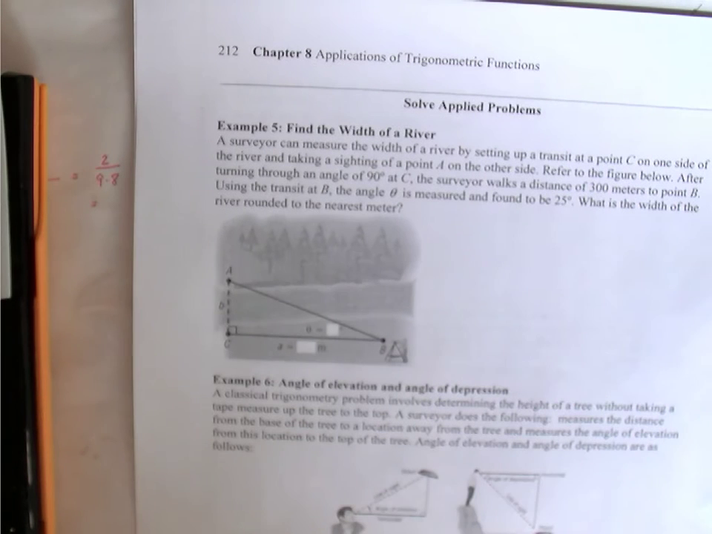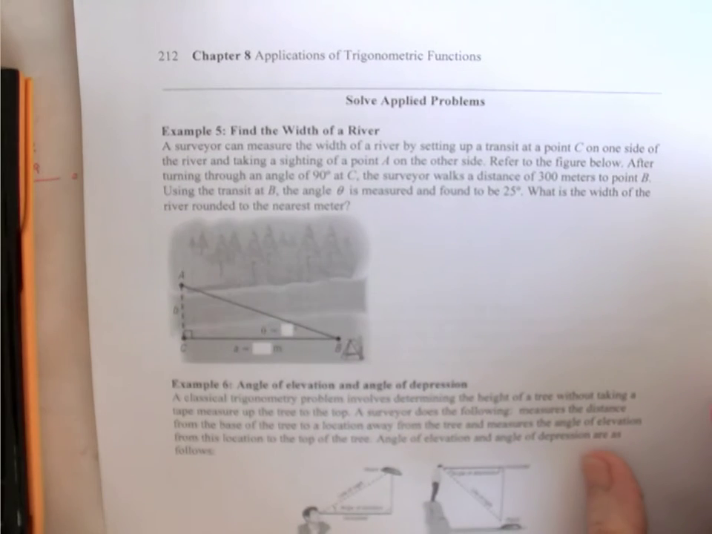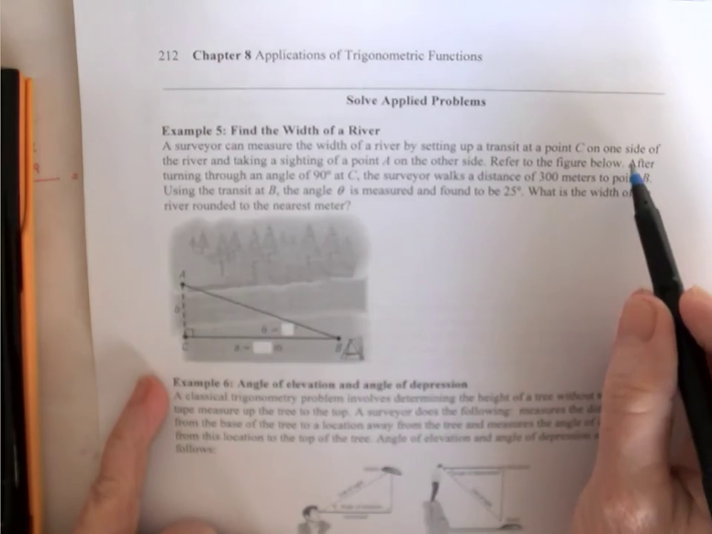The lesson that you are watching right now is about basically SOHCAHTOA, what you had done in geometry, angle of elevation, angle of depression. So let's get some words down. So if you go over example 5, and you can work along with this, a surveyor can measure the width of a river by setting up a transit at point C.